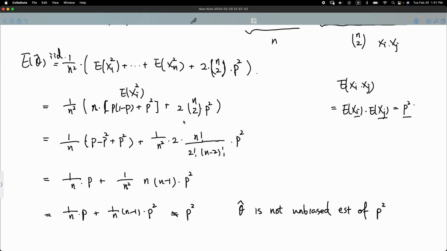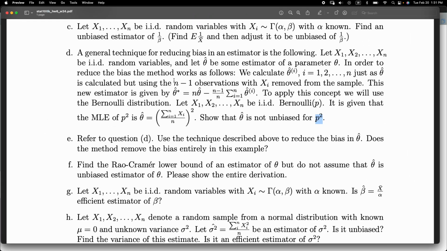Okay, so we see that this is not unbiased for p squared. So now we can refer back to these details here. One way to reduce the bias is that we can calculate theta hat i, where theta hat is calculated using n-1 observations, but with xi removed from the sample. And then this new estimator is given as theta star, formulated in this way.